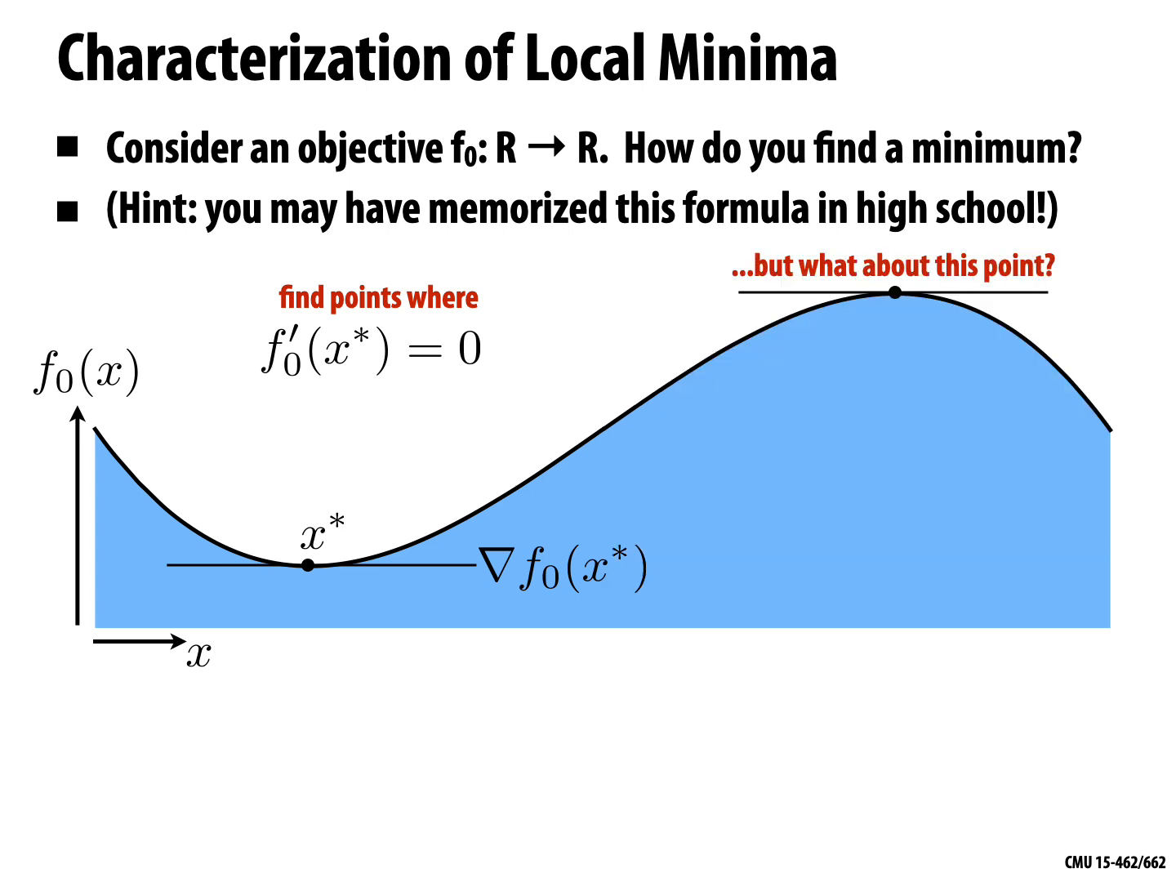Well, not quite. Right, what about this point? This point also has a derivative equal to 0. So does that mean that that point is a local minimum? No, not really. It means it's a critical point of the function, but it's not necessarily a local minimum. So what else do we need to do to know that a point is a local minimum?